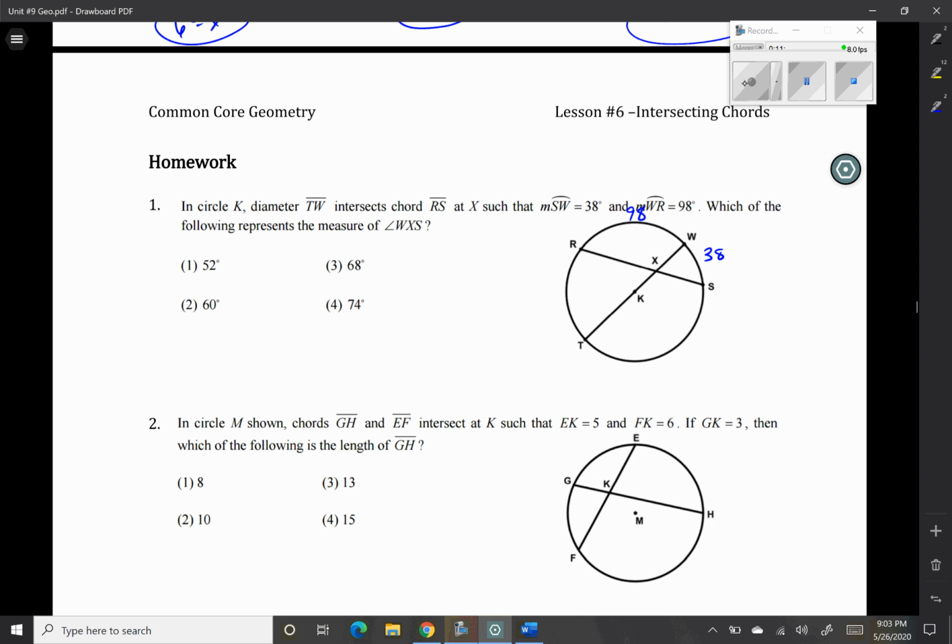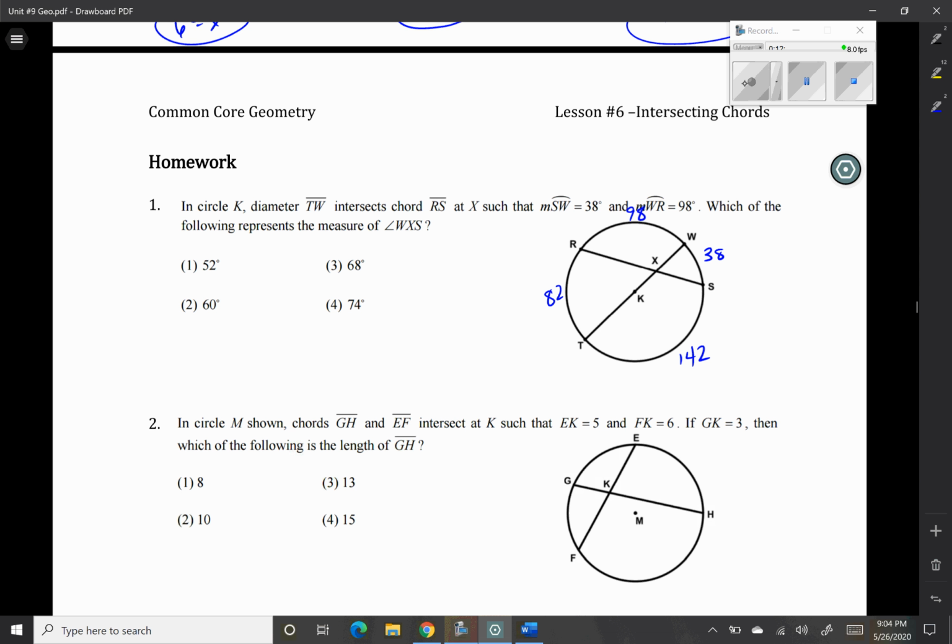Now notice this segment TW is a diameter. Anytime I see a diameter, I know that that is going to cut the circle in half. So if I take 180 and subtract 98, I get 82 for this arc over here. And if I take 180 and subtract 38, I get 142 for this big arc over here because of this line being the diameter.